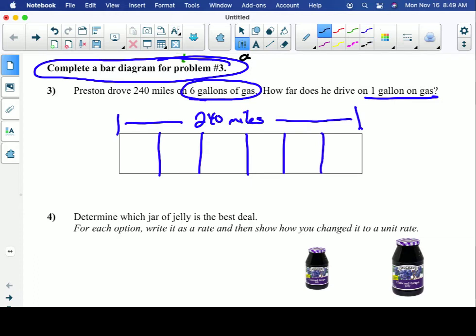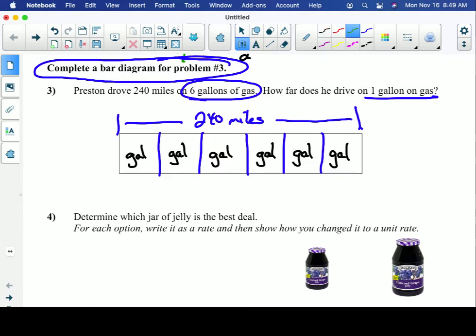It was 6 gallons worth that got me 240 miles. So I broke it up into 6 pieces. Each of these represents 1 of those gallons. So we're visually showing somebody how we took that 240 miles and broke it up for each of the 6 gallons of gas that was used, just like we practiced in class.